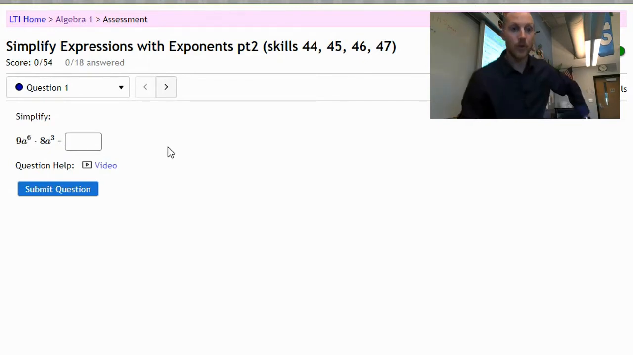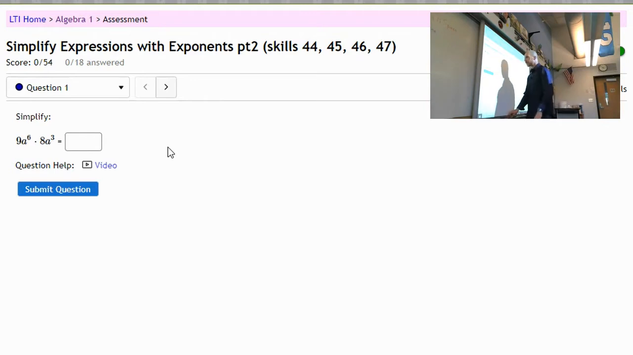So let's start at question number 1 first of all. So I have some numbers. This whole thing is a multiplication problem. Those numbers, the 9 and the 8, don't have exponents, so no exponent properties apply. It's just multiplying these numbers together. 9 times 8 is 72. And then I can't read the rest of the problem.